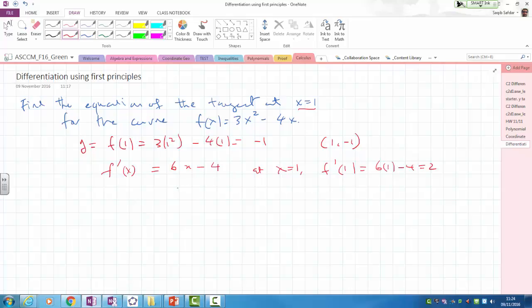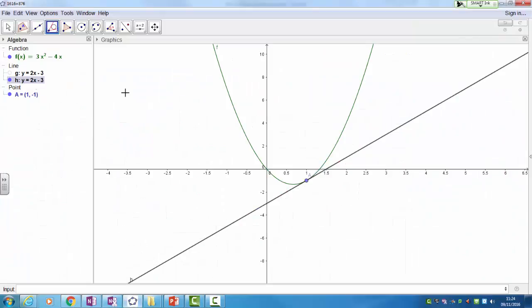We can now put that into an equation where y minus y1 equals m(x minus x1). Substitute those values in and out comes y equals 2x minus 3. Okay, and we can verify that by this graph there. So you've got y equals 2x minus 3, and there's the equation of the tangent. We can see that there.